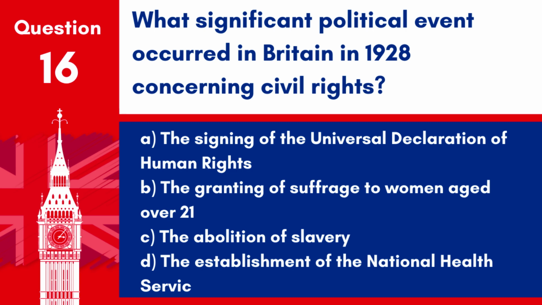Answer B. The granting of suffrage to women aged over 21. In 1928, the Representation of the People Act was passed, which extended the right to vote to all women over the age of 21, equalizing the voting age with men.